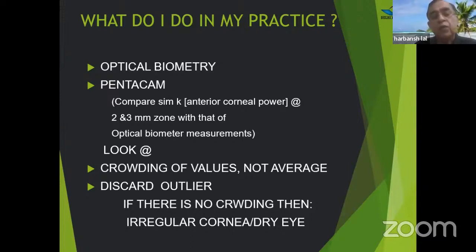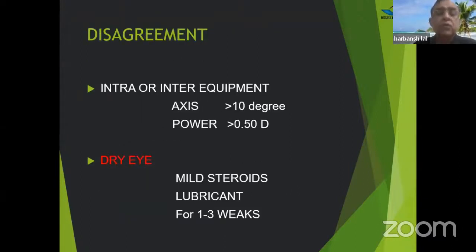And then look at the crowding of values, not the average. So whenever I get a toric case, I ask for the toricity of the 5 readings that have been taken, and then see if there is any outlier and discard it. If there is no crowding, then either we are dealing with an irregular cornea or we are dealing with dry eye. Otherwise, the readings should be closer to each other. They should not be very far off. So intra- or inter-equipment, if there is a difference of axis more than 10 degrees and power more than 0.5 diopter, we must treat the dry eye.